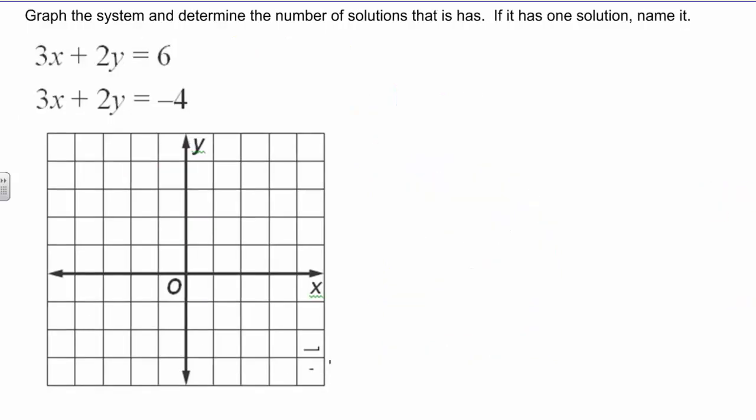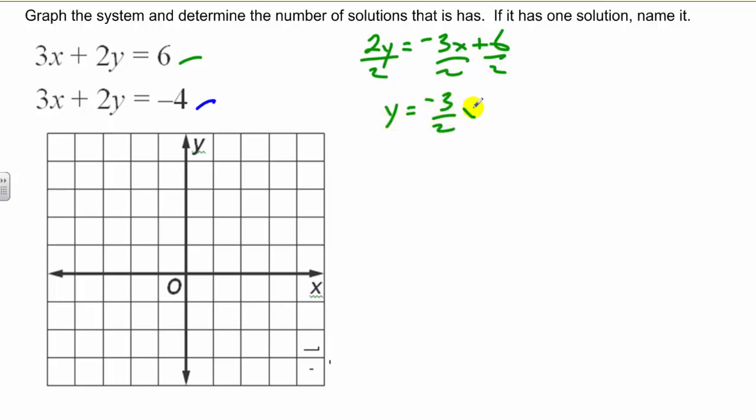Next problem, what we'll want to do is get y by itself. I'll do this guy in green, the bottom guy in blue. So let's do the green guy first. I'm going to subtract 3x from both sides. So I have 2y is negative 3x plus 6. Divide both sides by 2. I get y equals negative 3 over 2 x plus 3.